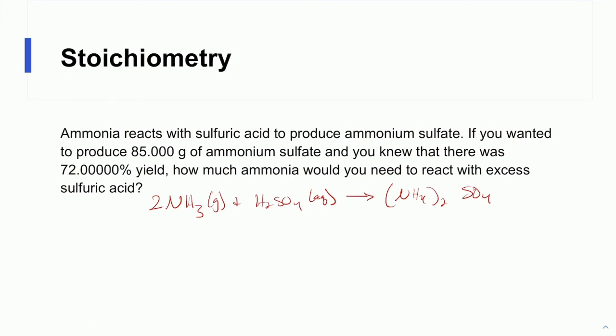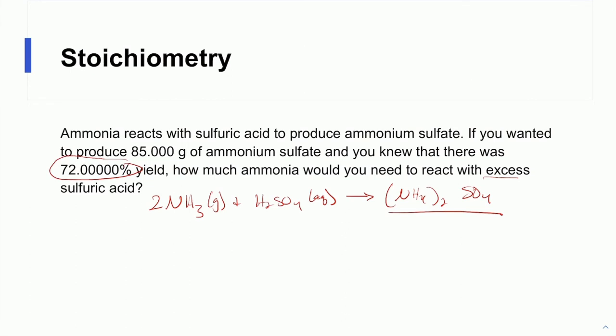Now, the second thing you want to do is identify the limiting reactant. That is going to be the value with which we solve for certain things in a reaction. We would only use the excess reactant if we were looking for leftover excess reactant or how much of it was used, because it's not super useful in telling us how much product we formed or anything about the percent yield. So if you wanted to produce 85 grams of your product, ammonium sulfate, and you knew that there was a 72% yield, how much ammonia would you need to react with excess sulfuric acid?